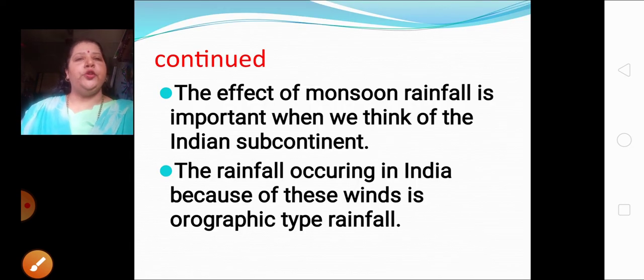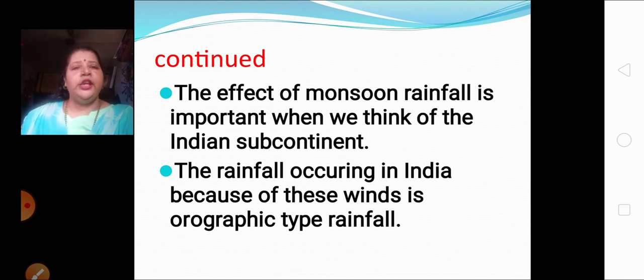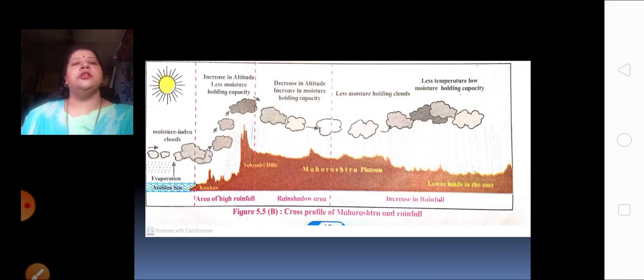I have explained to you about this. The effect of monsoon rainfall is important when we think of the Indian subcontinent. The monsoon rainfall effect we can see in the Indian subcontinent. The rainfall occurring in India because of this wind is orographic type of rainfall. Which type of rainfall are we getting? Orographic type of rainfall. Children, here is a picture showing you the cross profile of Maharashtra and its rainfall. That means the rainfall which takes place in Maharashtra.